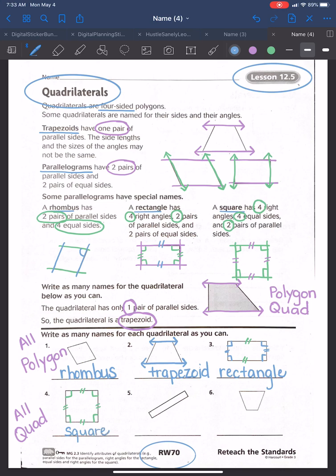All right, number 5, same thing. You probably know, just by looking at it, that it is a rectangle. But why is it a rectangle? It is a rectangle because it has 4 right angles. It has 2 pairs of parallel sides, and it has 2 pairs of equal sides. Okay, so this one's equal to this one, and this one's equal to this one. That is what makes it a rectangle.